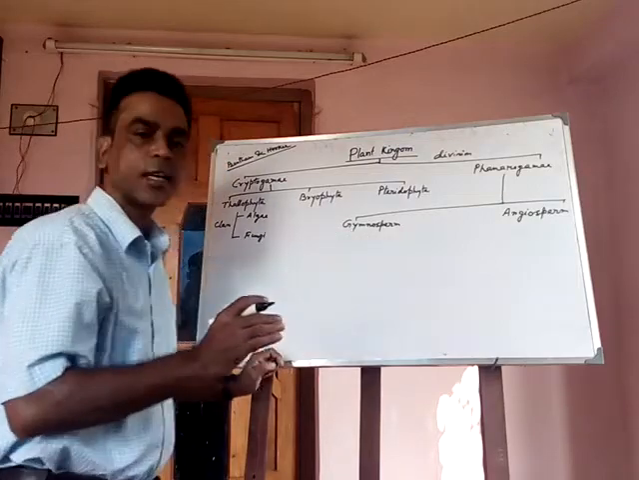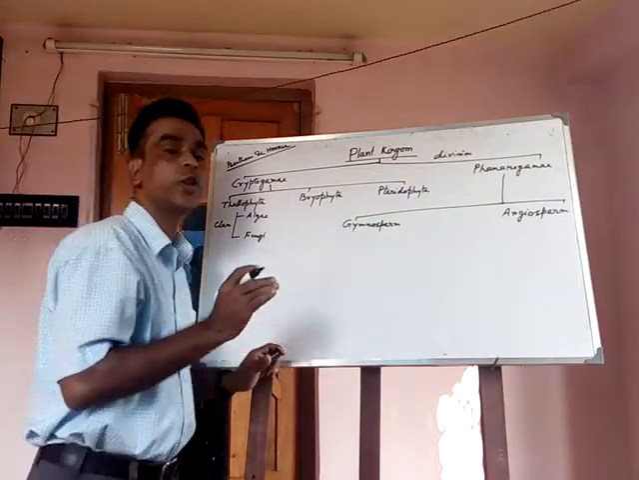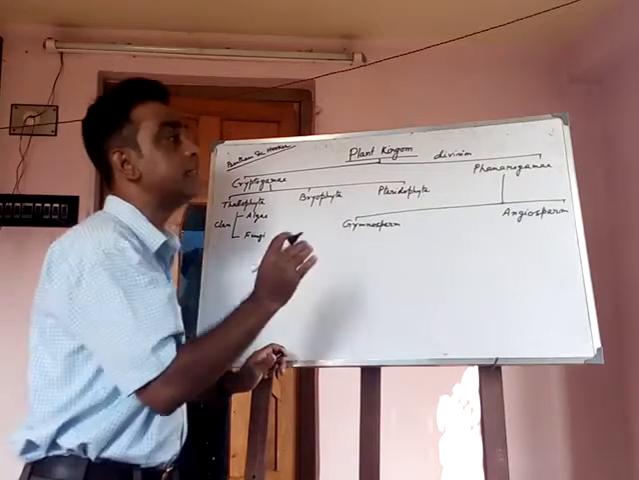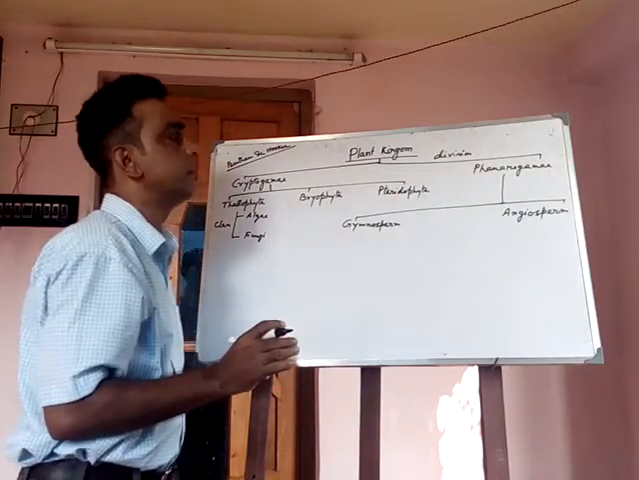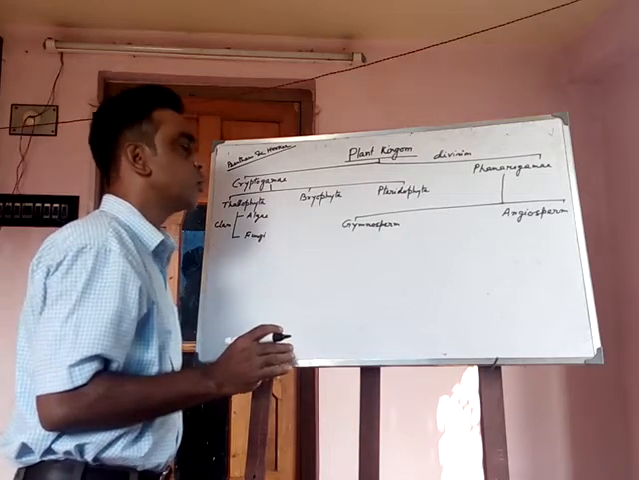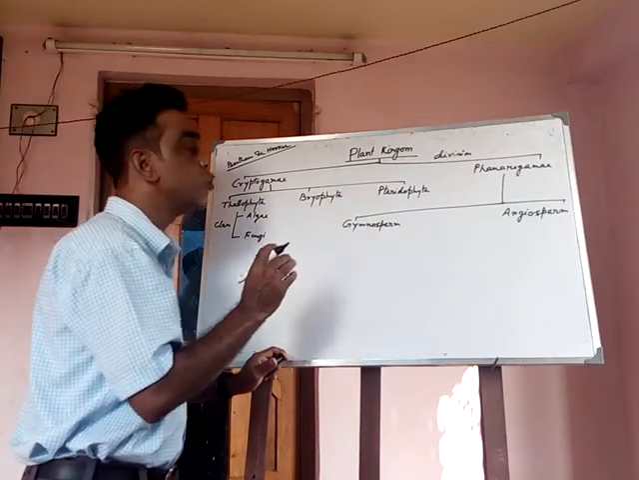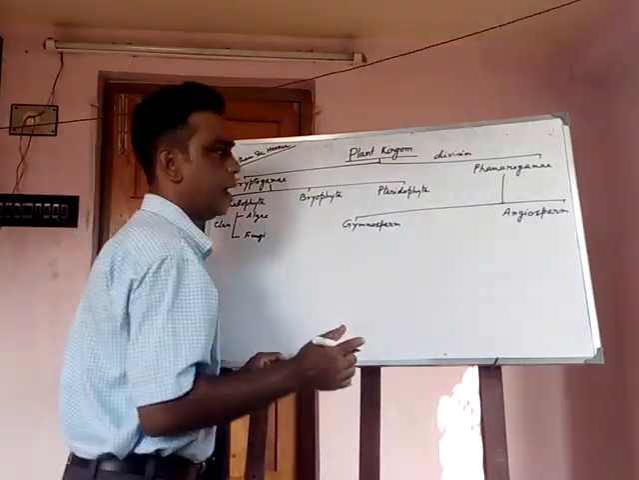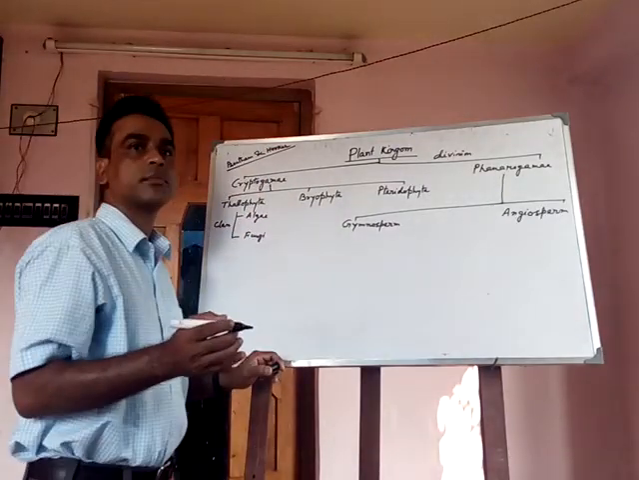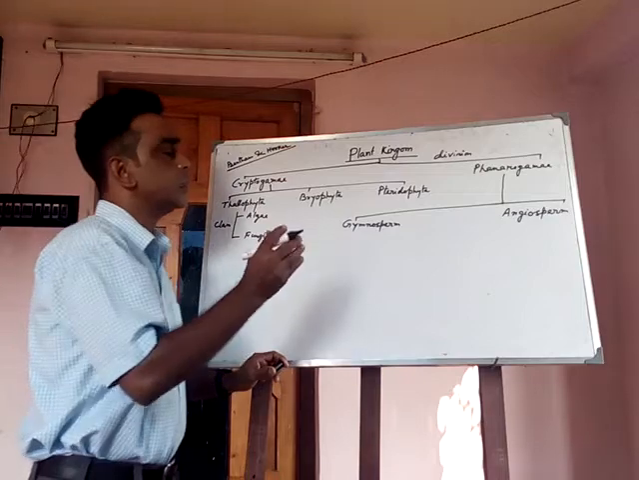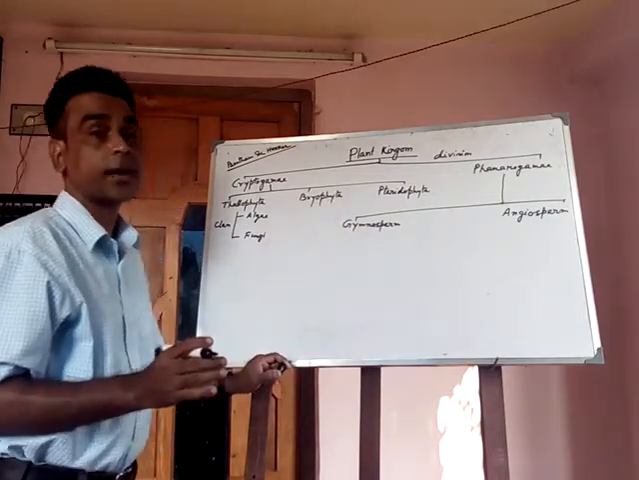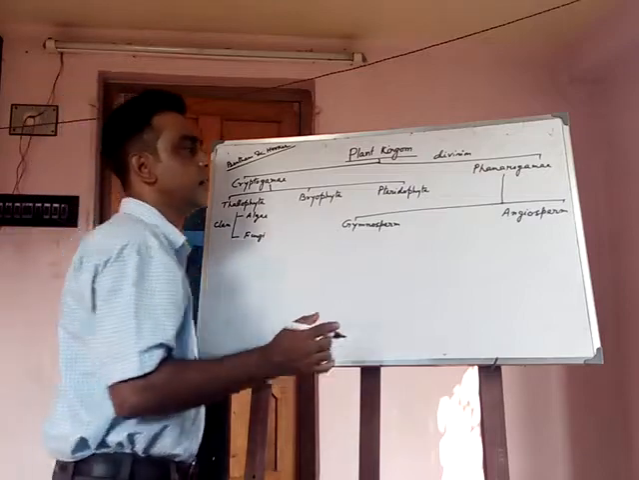Gymnosperm: gymno means naked. The seeds are naked. So it is the gymno, the naked sperm, that is gymnosperm, naked-seeded. Examples of this type of plant body are Pinus, Cycas, etc.